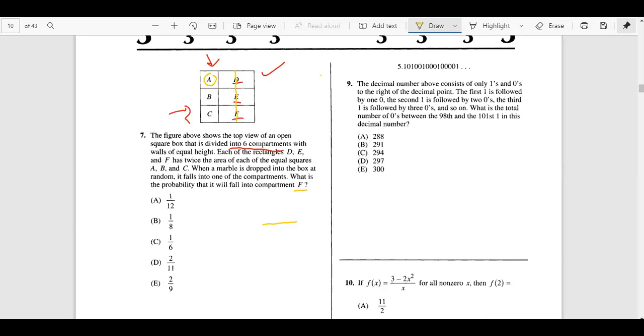Like in the denominator, we have the total number of options, right? Whatever you say, like we have total in the denominator, in the numerator, we have the options for F only. So basically, it is a ratio of this form, right?